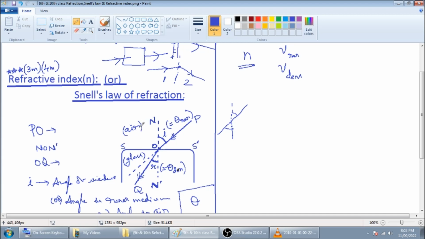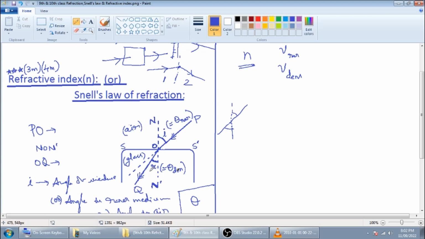Even rarer means it will be even higher. Instead of 3 into 10 power 8, it will become 4 into 10 power 8 meters per second. So from 4, its value will be decreasing to the same value in the glass medium. Its value is already, we have seen, 2 into 10 power 8. So from 4 to 2 it's decreasing. Earlier it decreased from 3 to 2, now it's decreasing from 4 to 2.